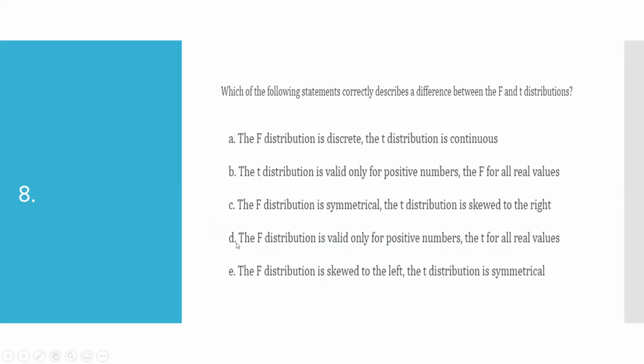No, it's Charlie. It's delta. The F distribution is valid only for positive numbers and T is for all real values. So D is the right answer.